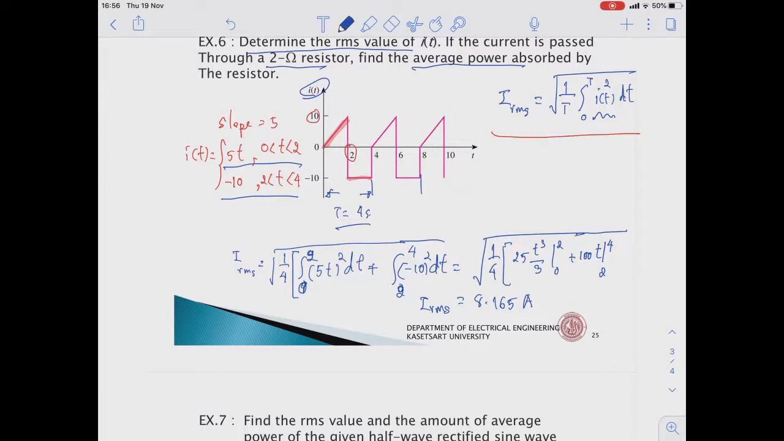And to find the average power, P is equal to RMS square multiplied by R, where R is equal to 2. So it is equal to 8.165 square multiplied by 2, which is equal to 133.3 watt.